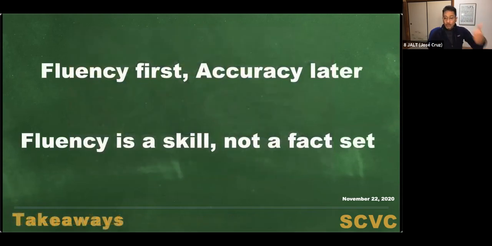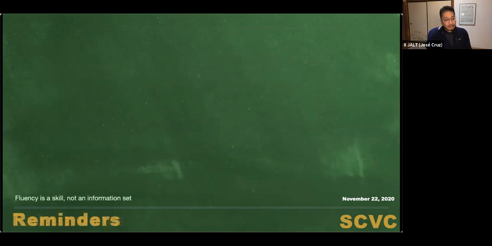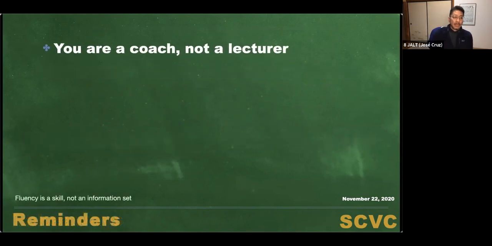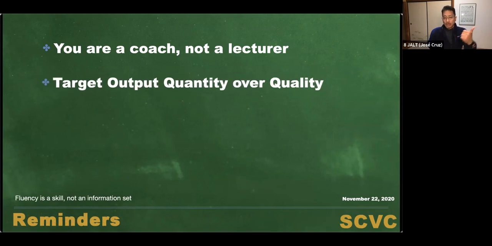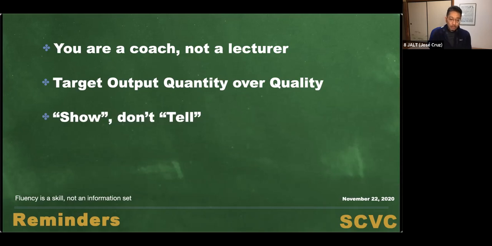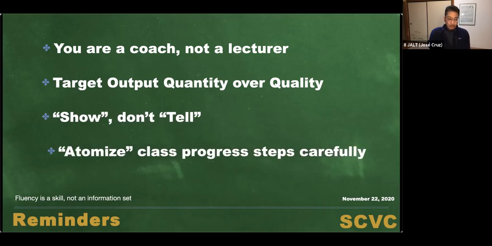The takeaways: fluency first, then you worry about complexity. Quantity before accuracy. Fluency is a skill. It is not a fact set, okay? And you are a coach, not a lecturer. Stop lecturing. Start helping them improve their skills. You target the quantity, not the quality. You show them what to do. You don't tell them what to do. You show them and you try to be empathic about it, okay?